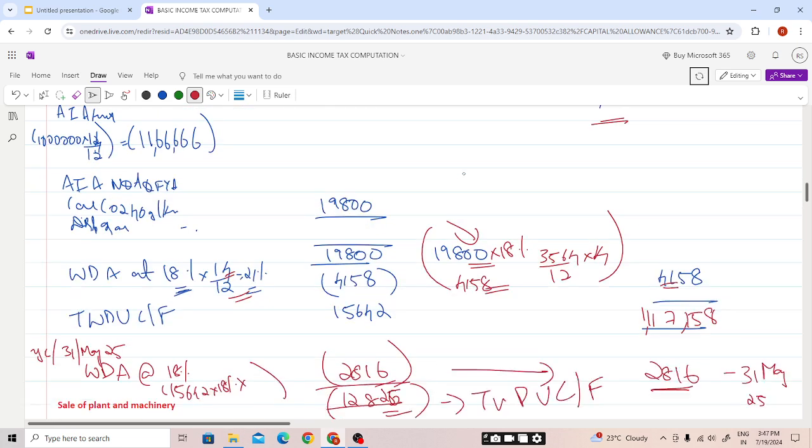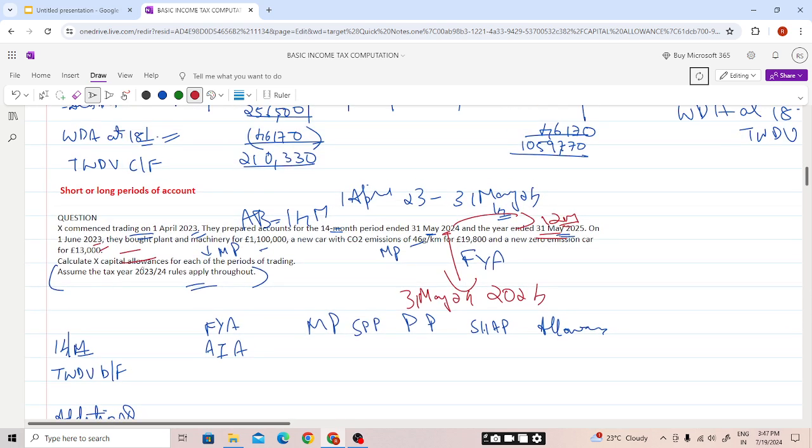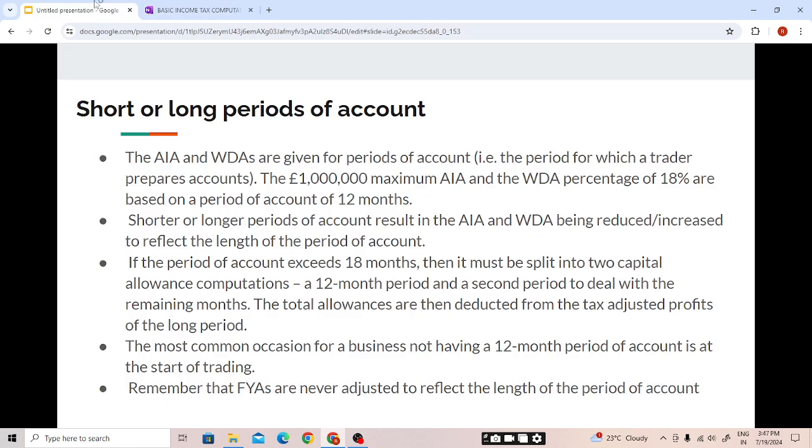I hope by solving this question we are clear with the short and long accounting period rules. Short and long accounting period, what will it affect, students? The WDA percentage and the WDA amount and the AIA limit, we need to increase or decrease as per the period of accounts. The FIA will not depend on the shorter or longer period of accounts. And one more point, the date of purchase is irrelevant. The capital allowance will be calculated for the whole period of accounts.